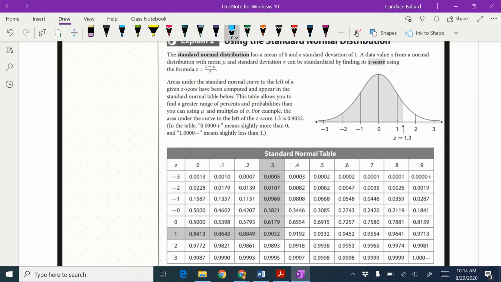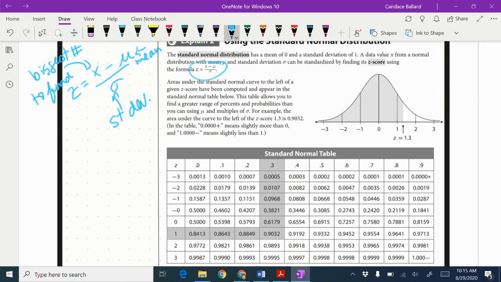So the data value x from the normal distribution with a mean mu and a standard deviation of sigma can be standardized by finding its z-score using this formula. So let's talk about that formula for a second. z equals x minus mu over sigma. This is your mean, always. This is your standard deviation. And this here is the biggest number that they want to find. Okay, so that'll make more sense when we actually do a problem.